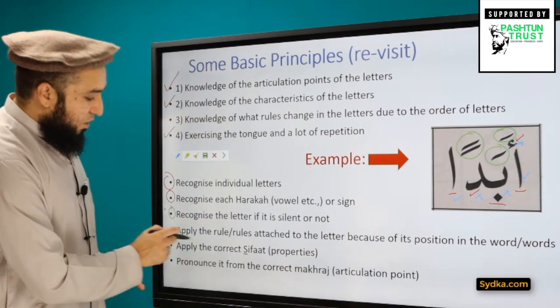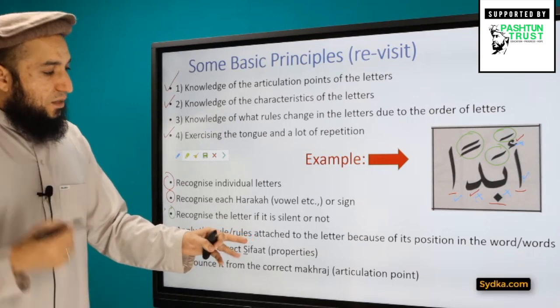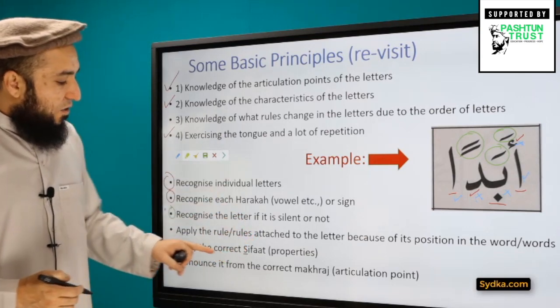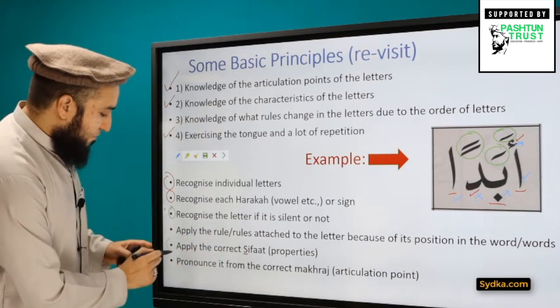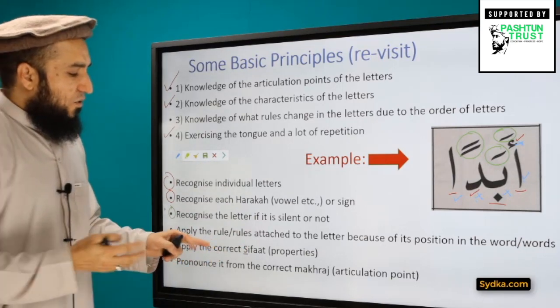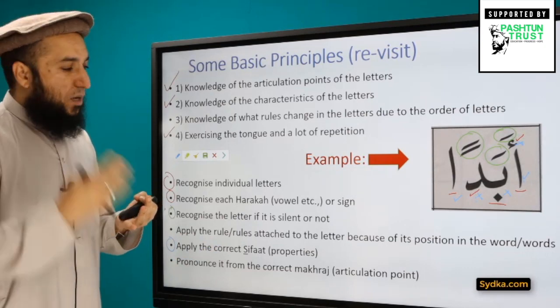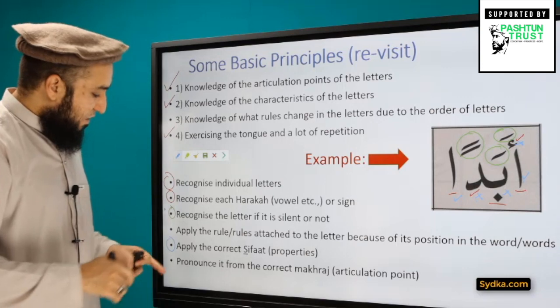And the next one is we apply the rules that attach to individual letter. We will study that in advanced level. Apply the correct sifat. So we have studied only a few of them. One of them would be if the letter is heavy or light. So we apply those rules, and the rest we will study in advanced level.